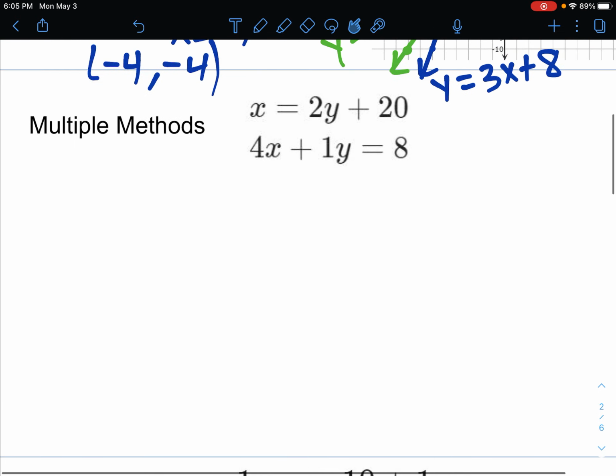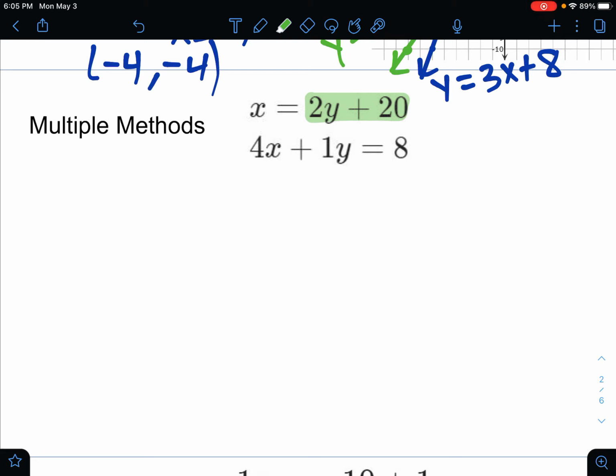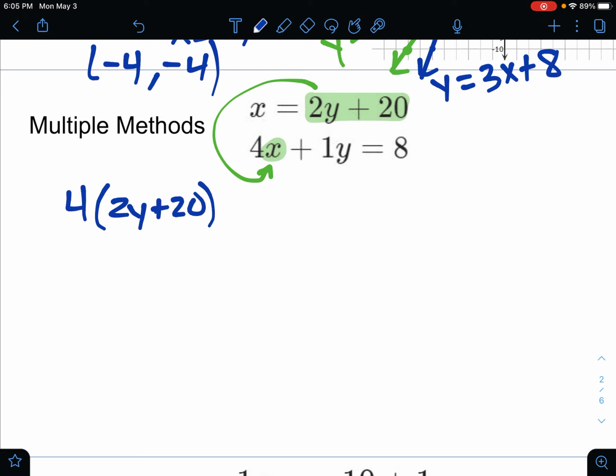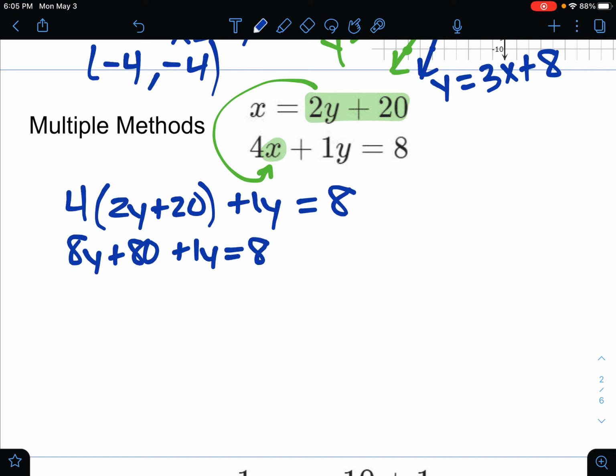For the next one here, I'm going to use substitution and elimination for this one. So this right here, 2y plus 20 is equal to x. I'm going to plug that in for x in the second equation. So we're going to do 4 times the x thing plus 1y equal to 8. So that's 8y plus 80 plus 1y equals 8. And then that would be 9y plus 80 equals 8.